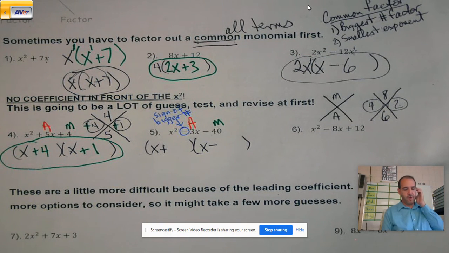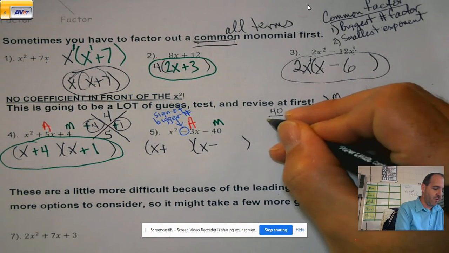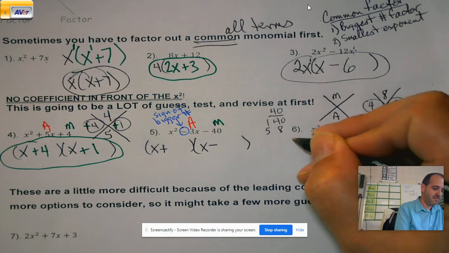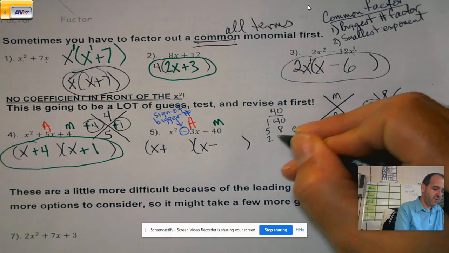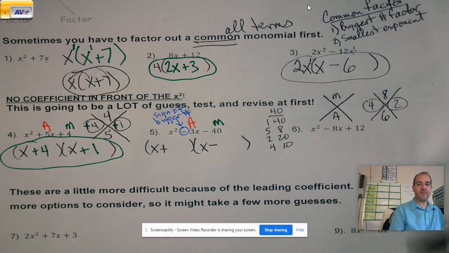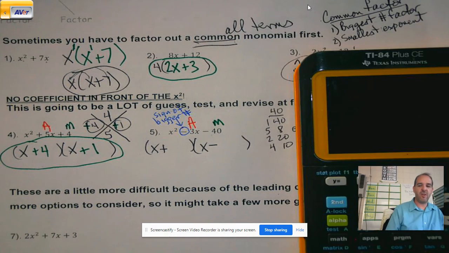So I start thinking about this. I'm like, okay, 40. What multiplies to 40? Oh my gosh, Hardy. 40. Okay, let's start thinking about this. 1 and 40. 5 and 8. 2 and 20. 4 and 10. Now, Hardy, how am I supposed to come up with all those? Multiplication has not been my thing forever, and now you're telling me I got to do all this multiplication.